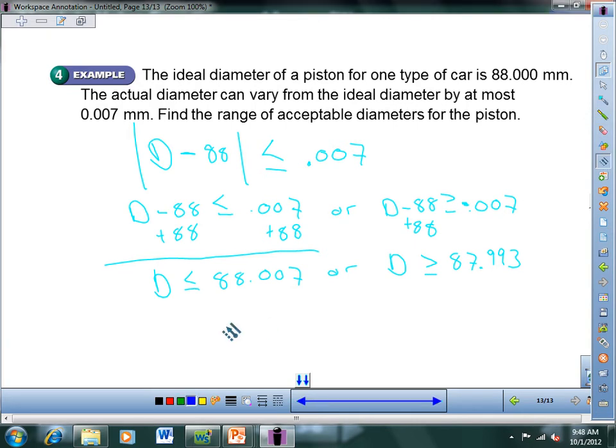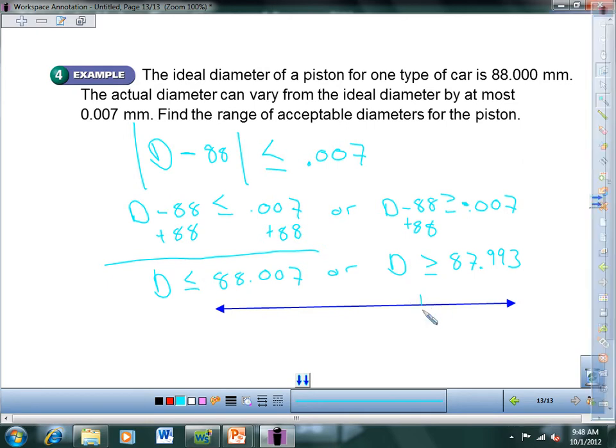So if I were going to put this on the number line, here I have 88.007, and here I have 87.993, and I would shade all the things in between. And so if I have something like 87.82, does that meet the acceptable range? Would 87.82 work for my acceptable diameter for my piston? Does that work? Is that inside of here?